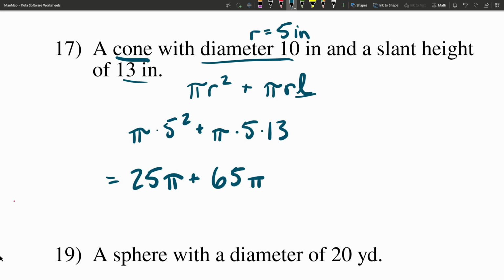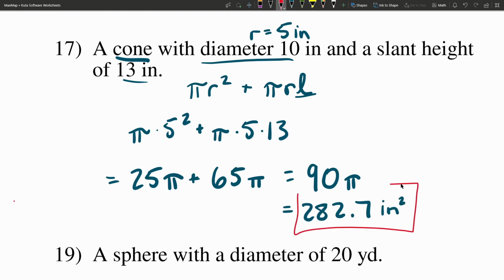25 pi plus 65 pi is equal to 90 pi, and 90 times pi, when worked out on a calculator, is approximately 282.7. So this is 282.7, and what's our unit? Inches, so that's inches squared for the surface area. Let's move on to number 18.